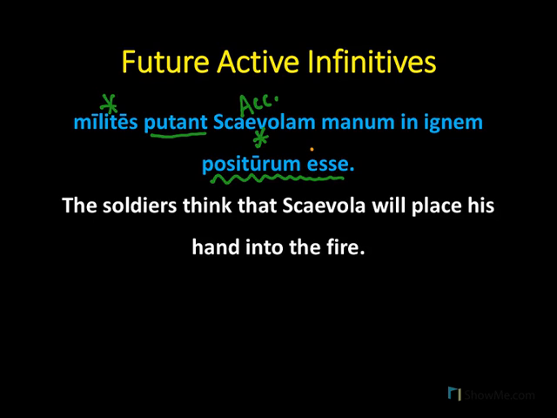What do you notice about the form of this infinitive, positurum esse? You might notice that it's two words. You might notice that it uses esse. You also might notice that it uses the future active participle, positurum. And you might also notice that we used the masculine accusative form here to match the masculine accusative form of Scaevolam.